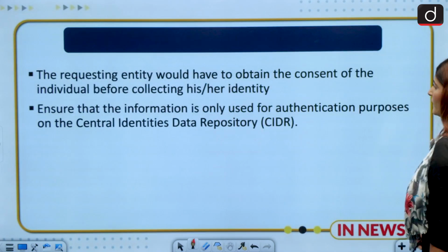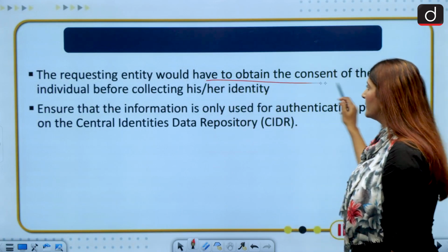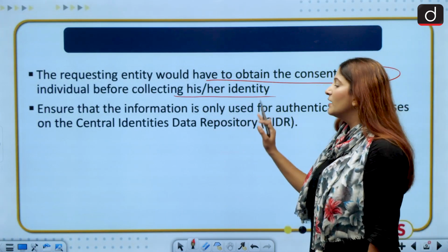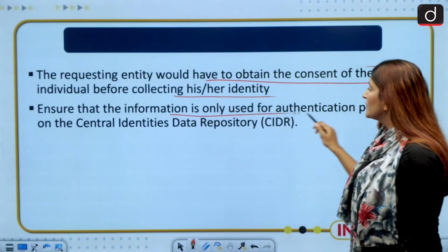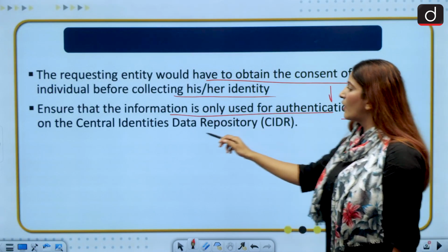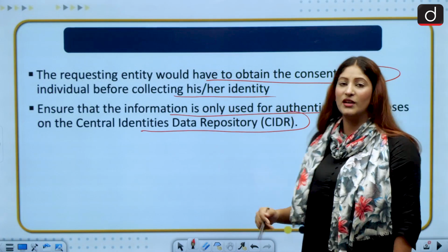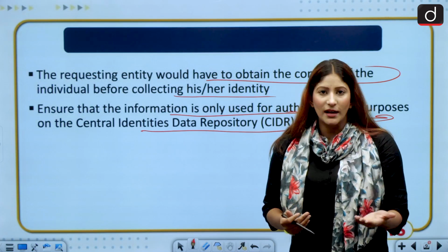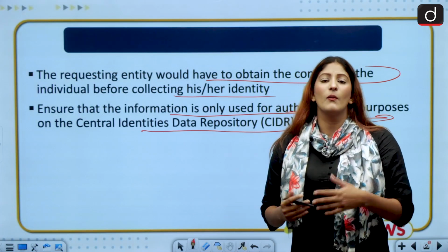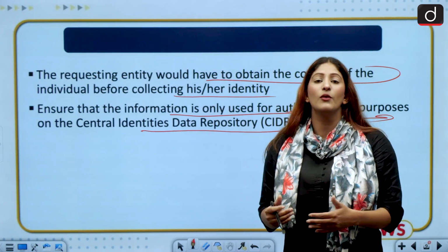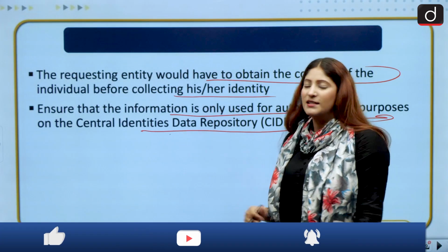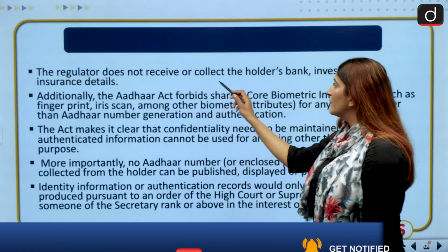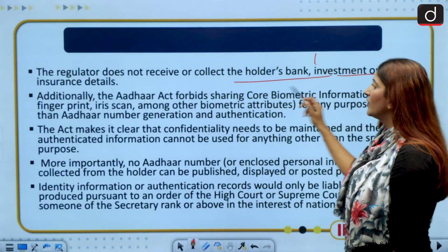Okay, moving on. If we talk about the requesting entity, they would have to obtain the consent of the individual before collecting his or her identity. So the problem is not with the consent here. Ensure the information is only used for the authentication purpose on the Central Identities Data Repository, which has all the FAQs with respect to who can avail your Aadhaar card, who cannot ask for your Aadhaar card, or where you can provide your Aadhaar card. So many things are given over the Central Identities Data Repository. It's a central database. The regulator does not receive or collect the holder's bank, investment, or insurance details.